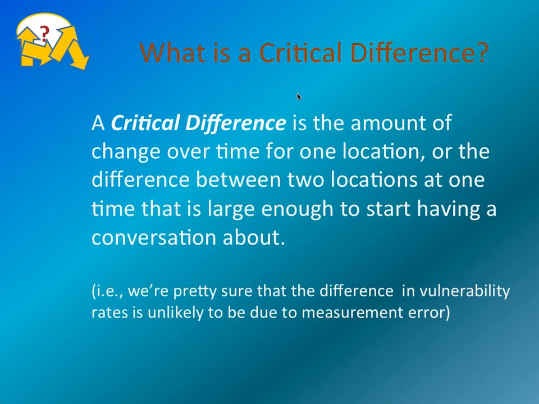So a critical difference is the amount of change over time for one location, which is the way I've been talking about it. We can also look at it as the difference between two locations at one time that's large enough to start having a conversation about. In other words, we're doing a test to see whether the difference that we see is large enough to know that it's not just something about the error that's built into the test. It's something beyond that. There has been a real change, and we try to understand that in the local context.